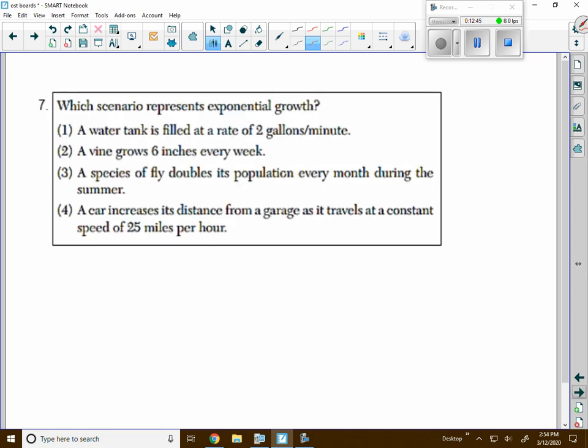Number 7, which scenario represents exponential growth? So when we see exponential, we want to think multiplication or percent, okay, either one. So number 1, a water tank is filled at a rate of 2 gallons per minute. If you think about how we add water to a tank, that would be adding every single minute. So that's going to be addition. So 1 is not our answer.